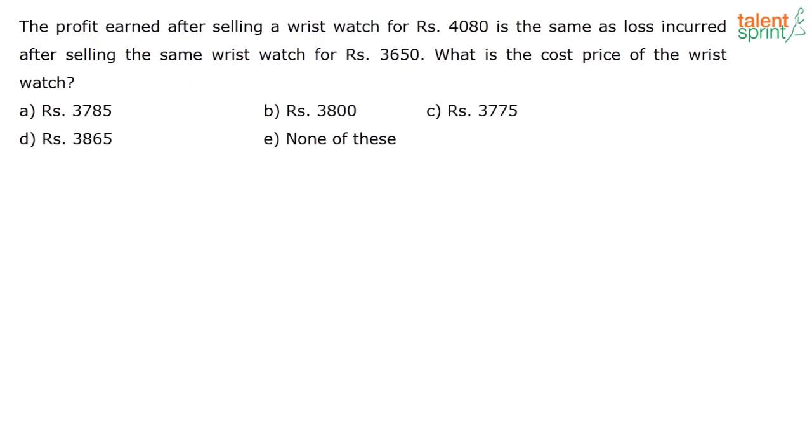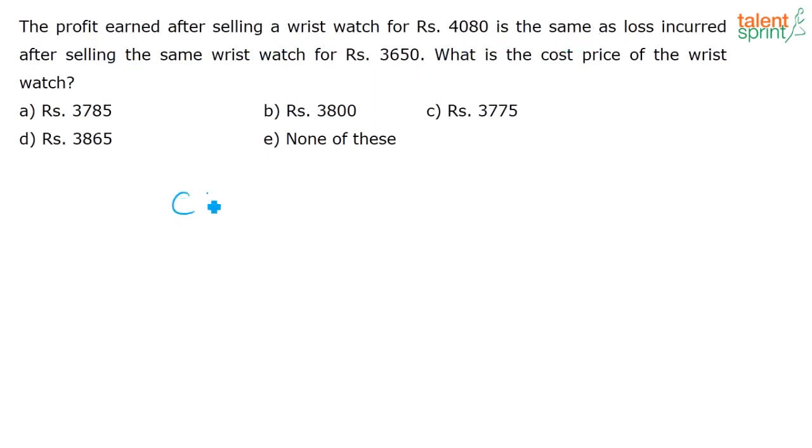The profit earned after selling a wristwatch for rupees 4080 is same as the loss incurred after selling the same wristwatch for rupees 3650. What is the cost price of the wristwatch? Again, this question might seem a bit difficult, but it is a very easy question. So see this question, what are they giving? The profit earned after selling a wristwatch for 4080 is the same as the loss incurred.